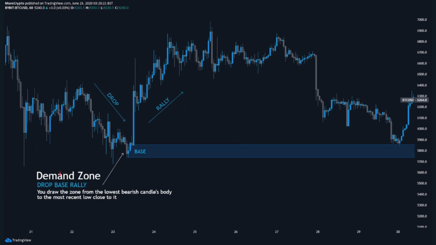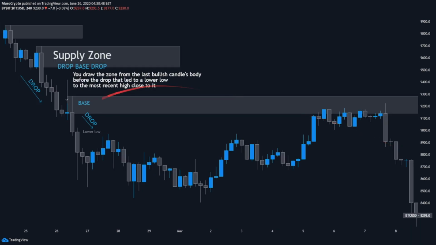Now we look at the demand zone, which forms after a drop. Okay, a drop base rally zone. You draw the zone from the lowest bearish candle's body to the most recent low close to it. We take the last down candle here and draw our zone, and later when the price comes back, you see the reaction.